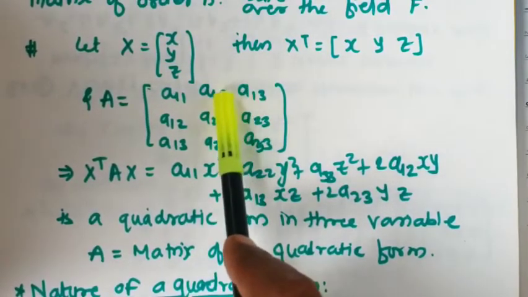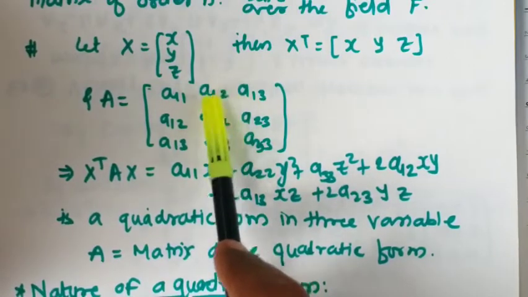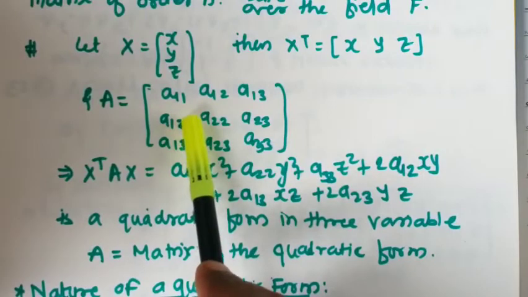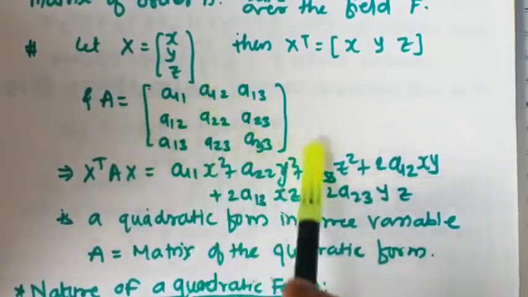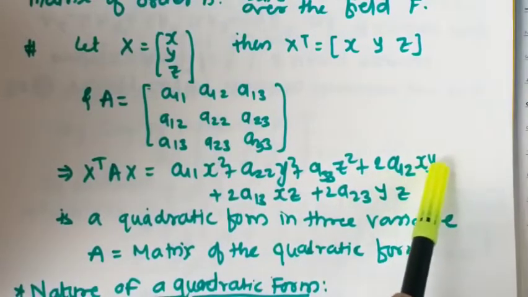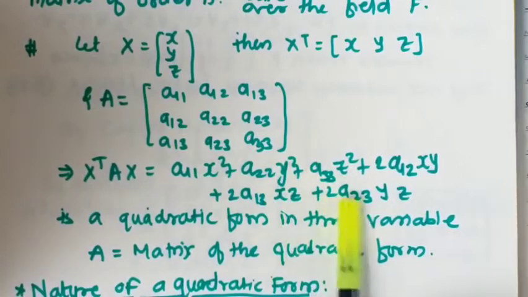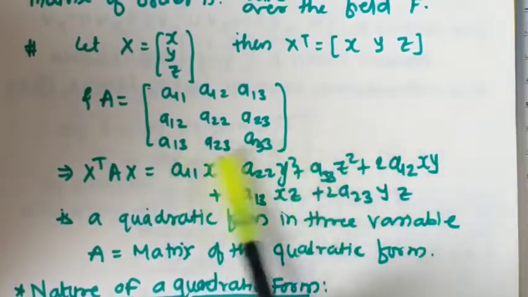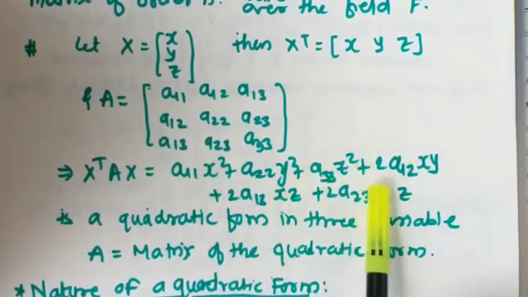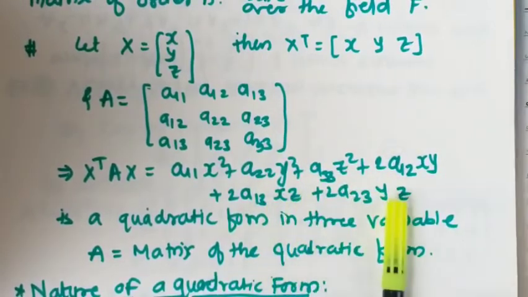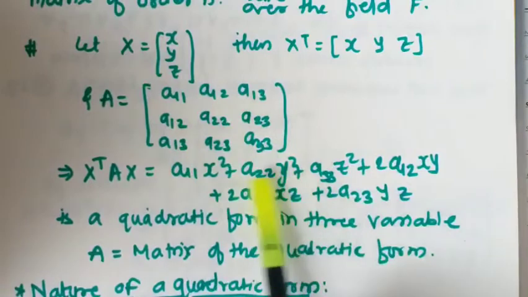In the coefficient of a12 we'll have xy. Similarly, here also, in the coefficient of a12 we'll have xy. So we have two terms of xy, that is, 2 times a12 xy. Similarly, 2 times a13 xz and 2 times a23 yz. If you have this type of form, then from these coefficients of x square, y square, z square, xy, xz, yz, we can write this matrix.